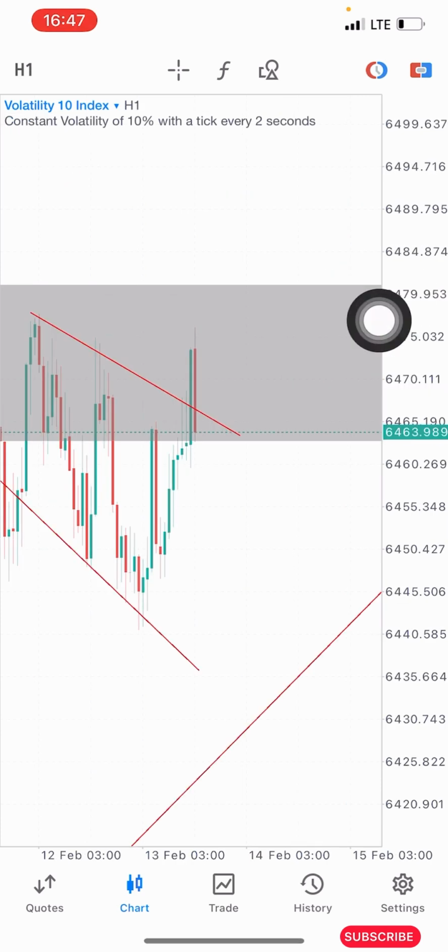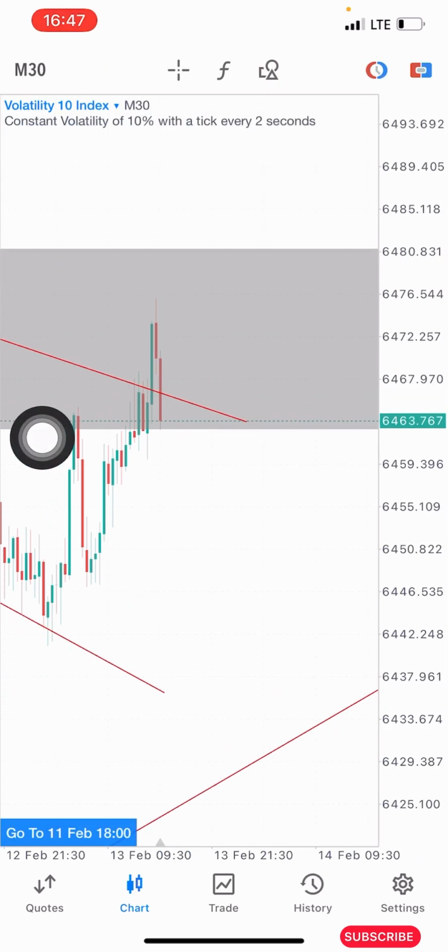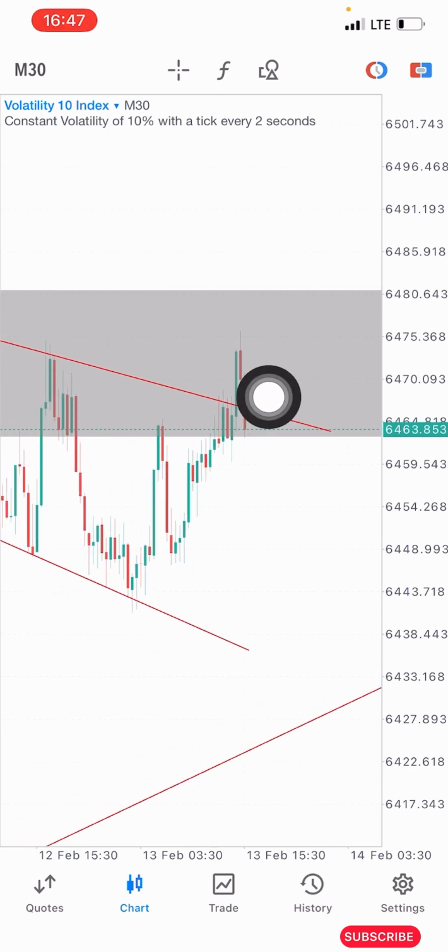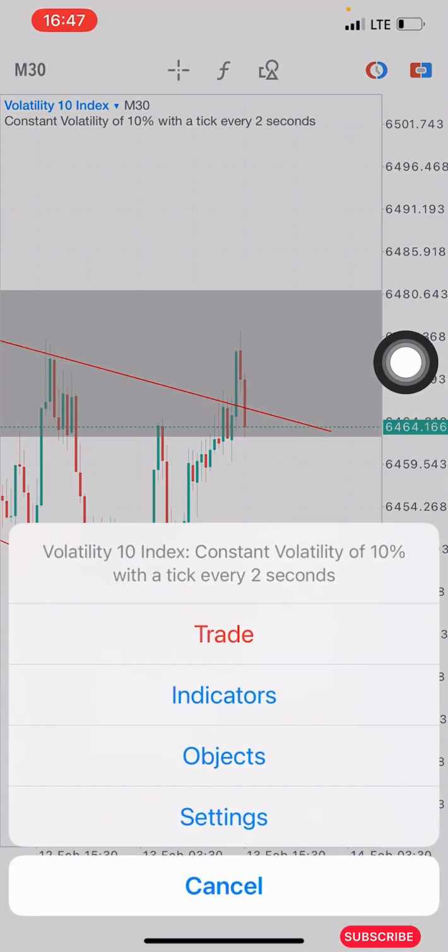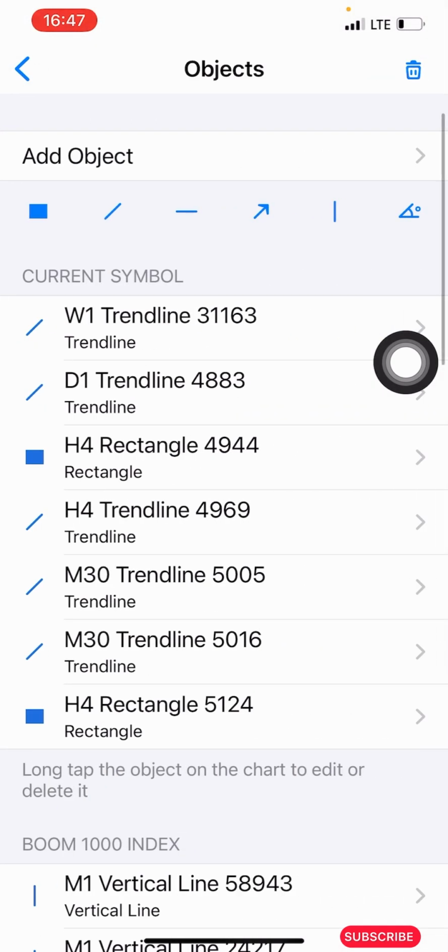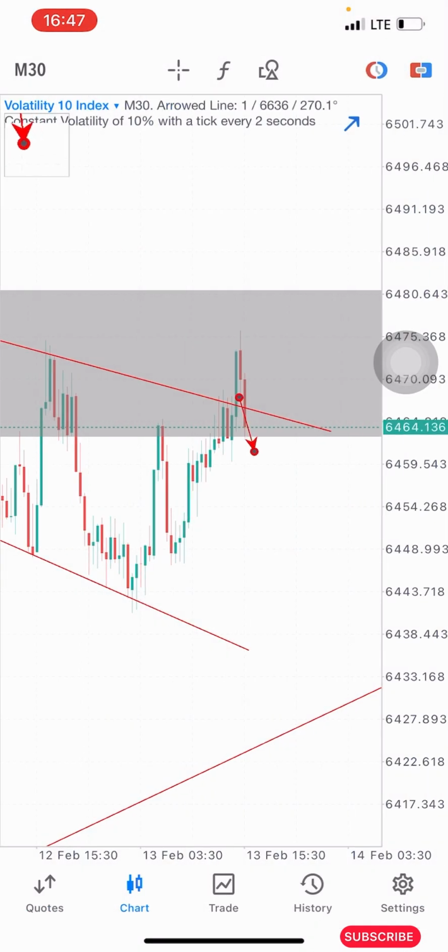So if this candlestick can close below this, this is the 1 hour. Let's go down to the 30 minutes. So now if this candlestick here closes below this trend line, I'll be looking for a sell to the downside, right? I'll be looking for a sell to this area, right? But that's the plan B.